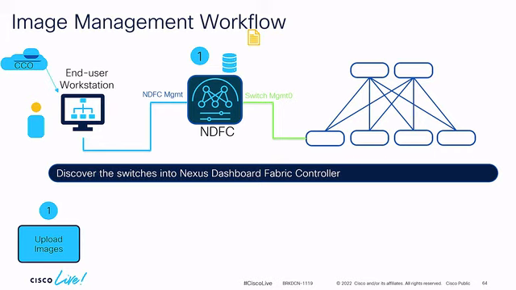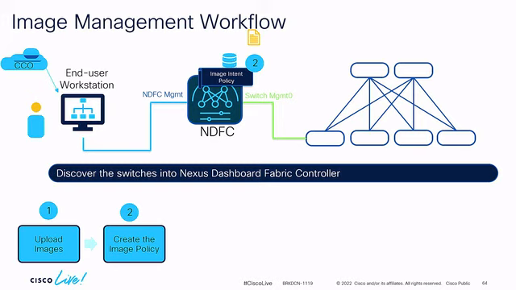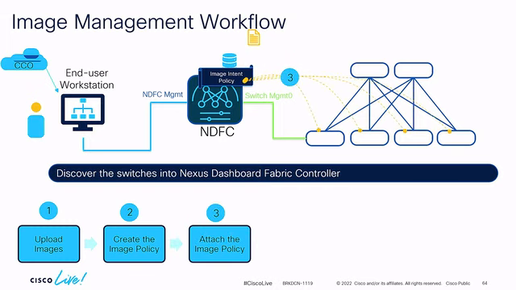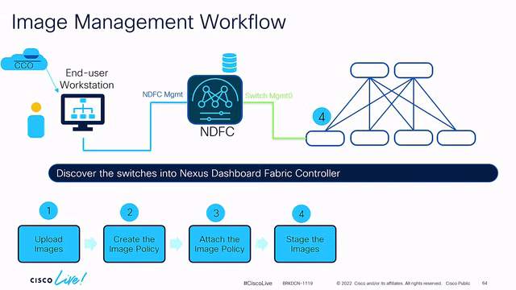Once you create it, you create an image management policy, whether that image is for Nexus 7K or it's for the Nexus 5K or Nexus 9K. Once you create the image policy, you attach that image policy to the respective switches. Okay, so that's the third step. Once that is done, we stage the images. Everything is now automatically done on the controller.